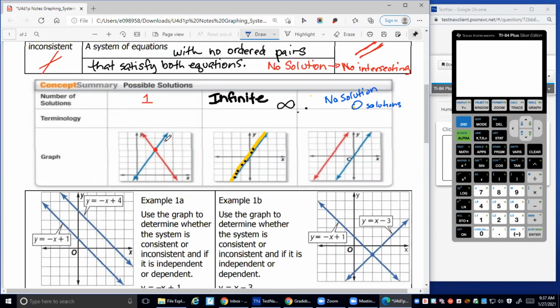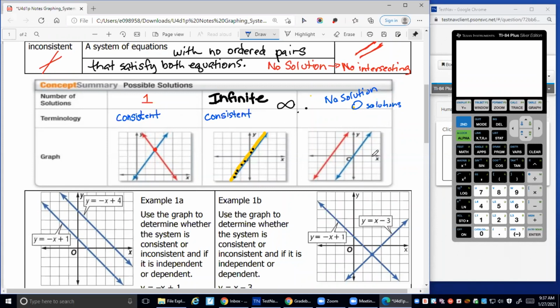Is this consistent? Does it touch at least once? Yeah, this is consistent. Let's see if I can spell. It's kind of early for spelling. All right, consistent. How about this one? How about the infinite solutions graph with the two lines right on top of each other? Are they consistent? Yes. Good. Leave a little room because we're going to write some more stuff in there too.